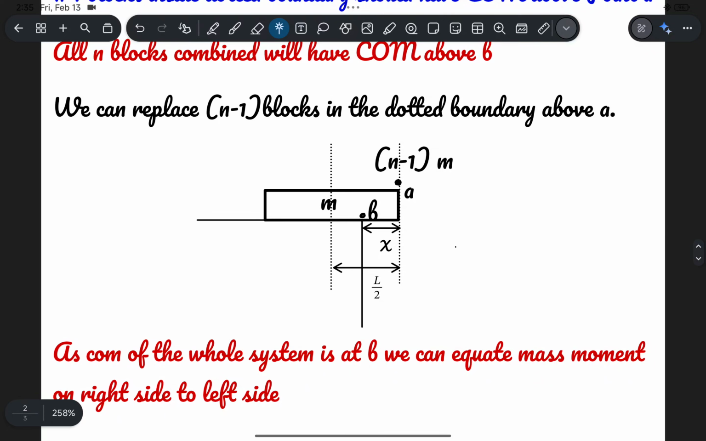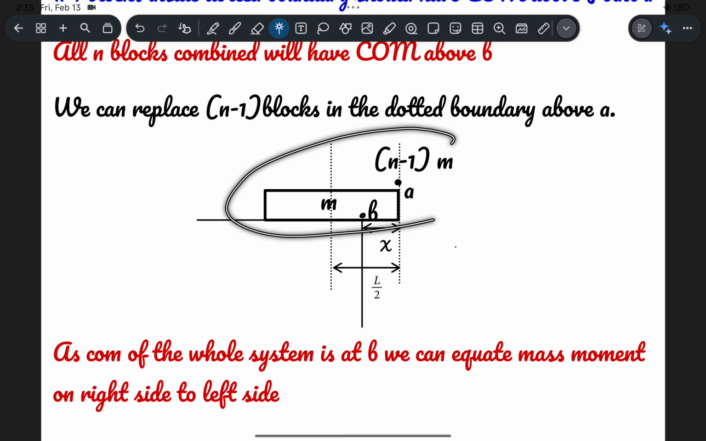Now, by using this logic, I can keep the n minus 1 m mass at A. Actually, it has to be somewhere above A, but I'm worried only about the horizontal distance. I'm keeping it at A. Now, this x is the overhang of this block. If you have n blocks, this last block will have its own center of mass here. Now, for this combined system, the center of mass is at B. So, about B, the moment of the system should be 0 because this is the center of mass of the system.